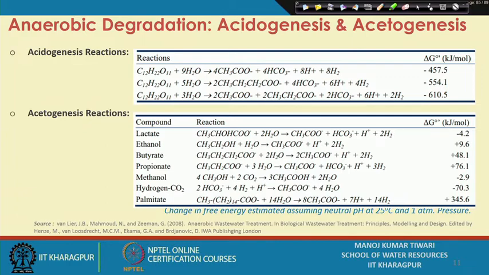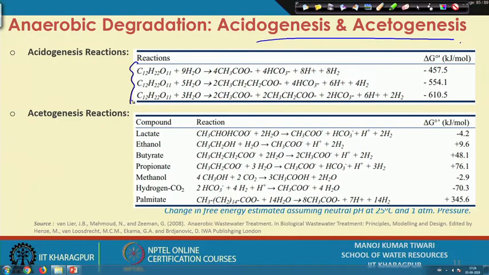Now, let us look at the acidogenesis and acetogenesis reactions, and what happens in these processes. In acidogenesis, long chain compounds are converted to acetate, propionate or butyrate, and could also lead to some bicarbonate. So this alkalinity factor becomes important, particularly for this step, or for many other steps as well.